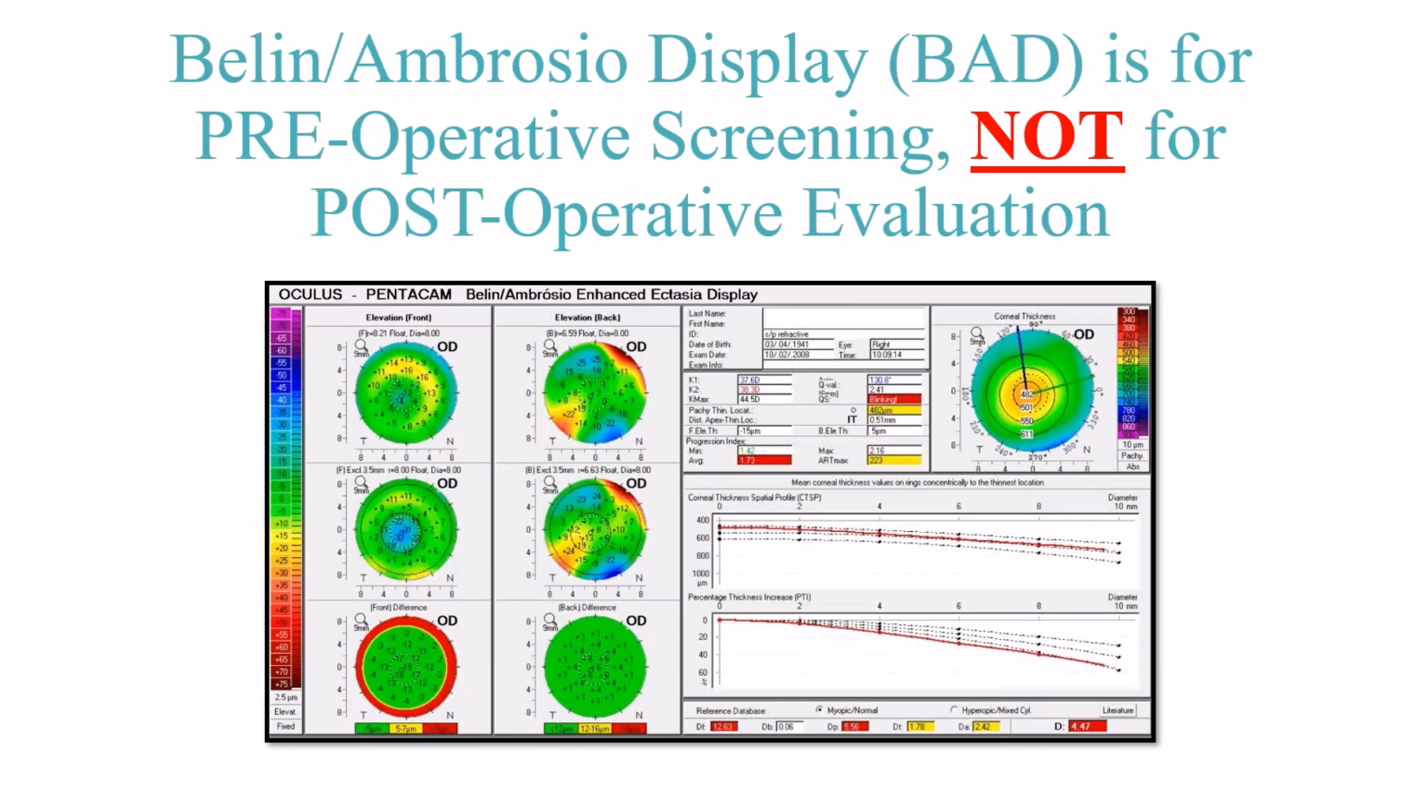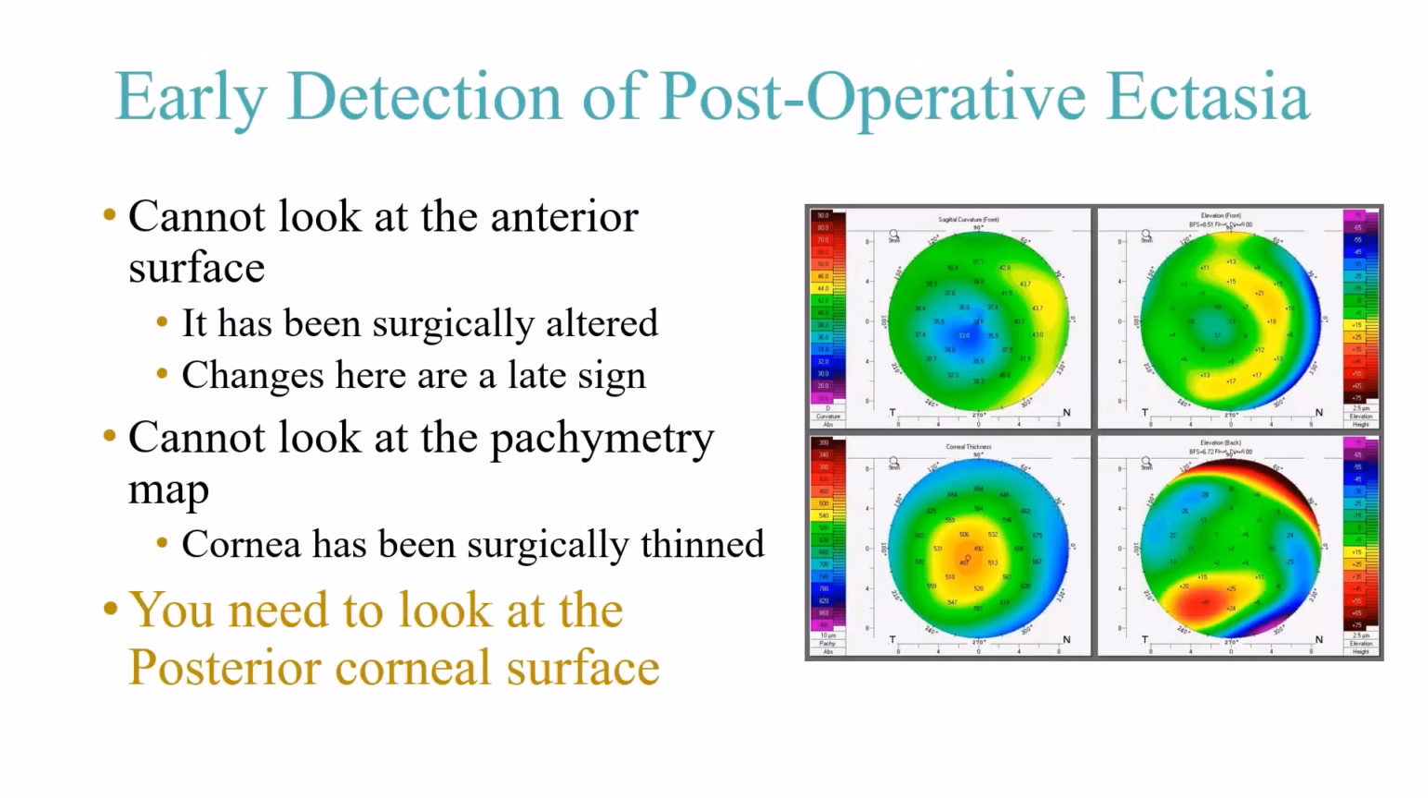So I said earlier that the Belin-Ambrosio display is for preoperative screening, not for post-operative evaluation. Why? Because obviously a post-operative cornea is abnormal. It doesn't mean it's pathologic, but it's not normal. If you do an ablation on a cornea, the cornea is no longer, quote, a virgin cornea. It's no longer normal. So the question then is, how do you detect early post-operative ectasia?